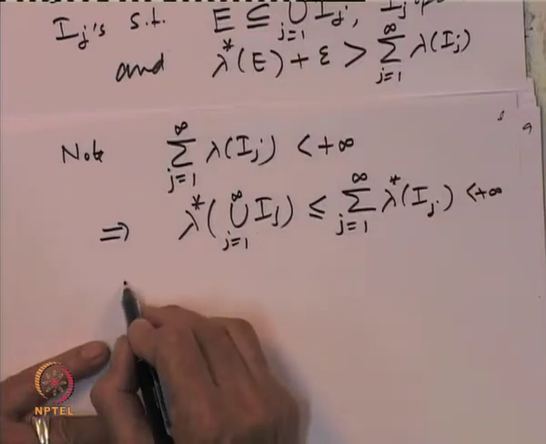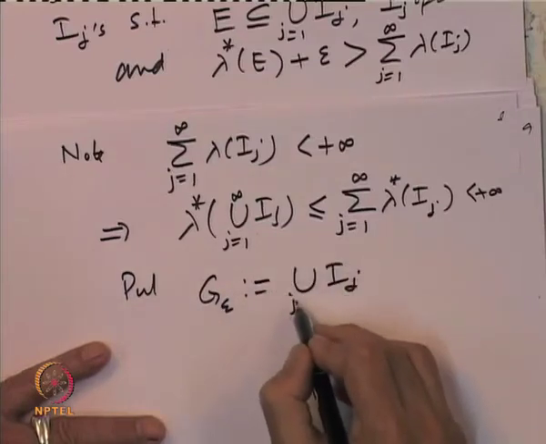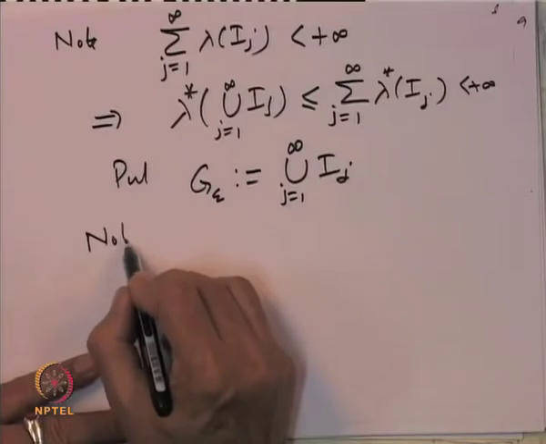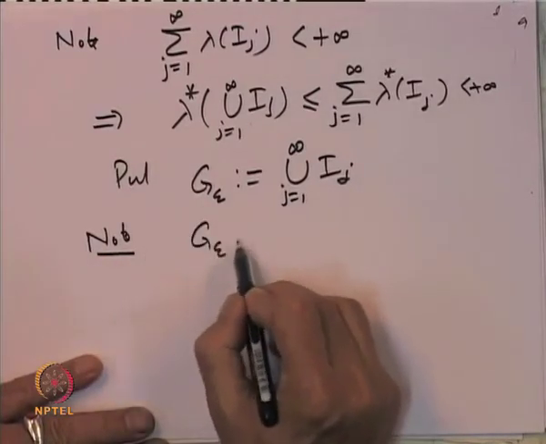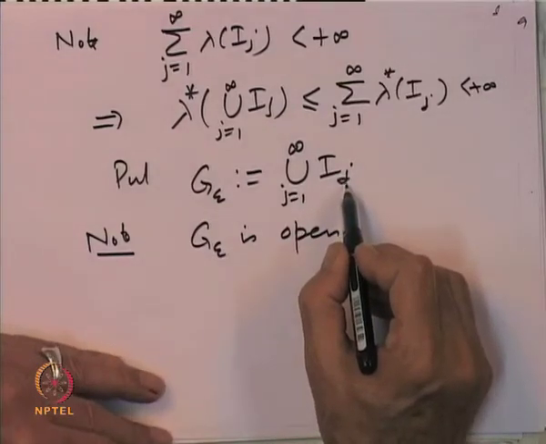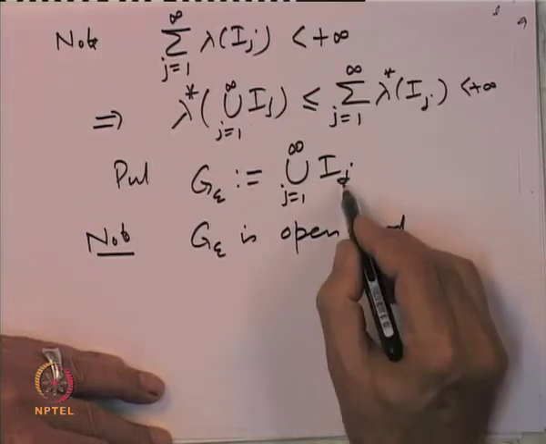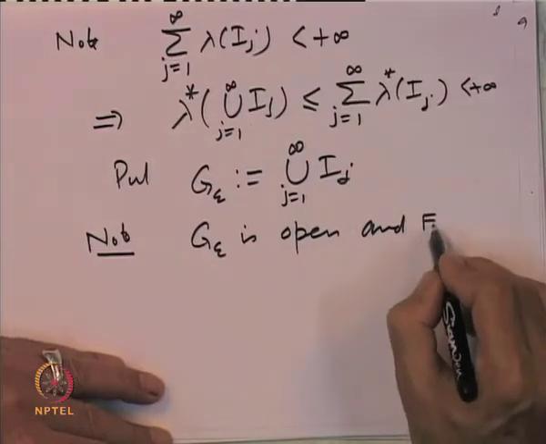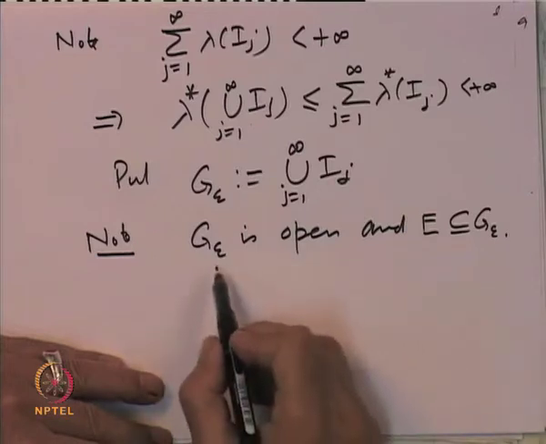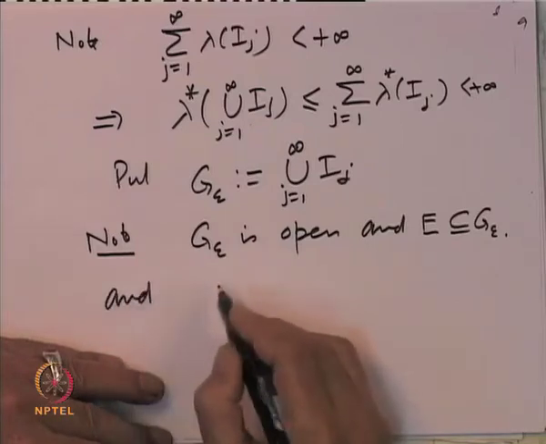So, let us define G epsilon to be the set which is the union of I j's. Let us note that, first of all, G epsilon is open. Why is it an open set? Because each I j is an open interval, and a countable union of open intervals is open. E is inside the union of I j's, so E is contained in G epsilon. So, we have the required property that we have a cover of E by an open set.